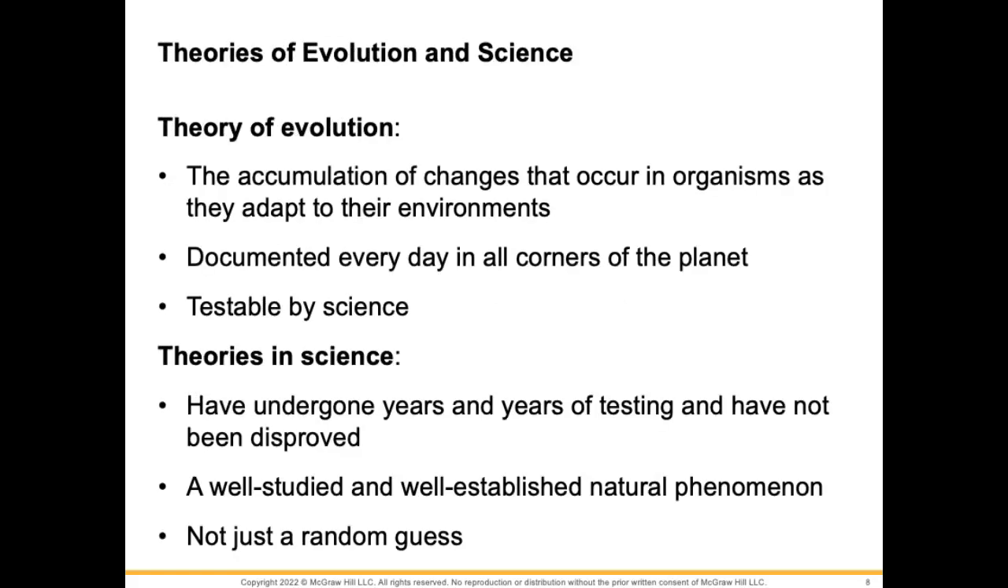Theories of evolution in science. So theory of evolution is the accumulation of changes that occur in an organism as they adapt to their environments. They're documented every day in all corners of the planet. And these theories of evolution are actually testable by science. Theories in science have undergone years and years of testing and have not been disproved in a well-studied and well-established natural phenomenon, and they are not just a random guess. So science is science, and that's that.